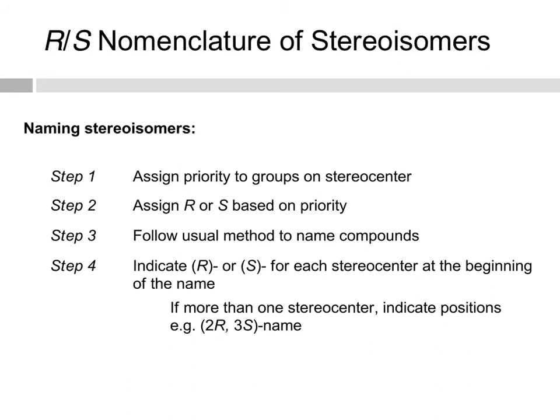This video is about R/S nomenclature for stereoisomers. There are four basic steps to name stereoisomers. The first step is to assign priority to groups on the stereocenter, followed by assigning R or S based on that priority. You then follow it with the usual method to name the compound. And the last step is to indicate R or S for each stereocenter at the beginning of the name. If you have more than one stereocenter, then you will indicate positions such as 2R, 3S, followed by the name.